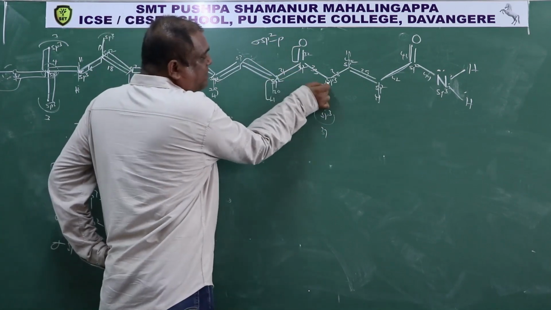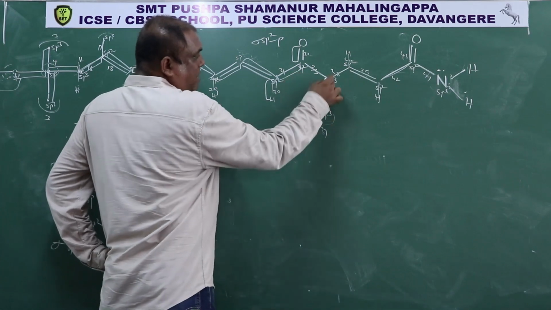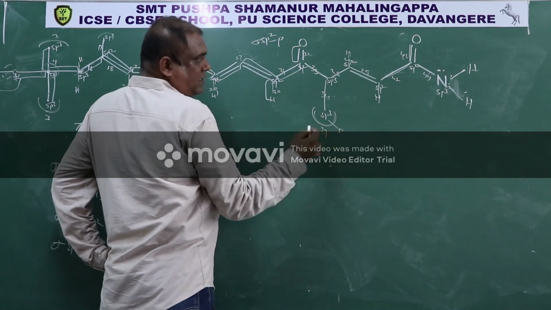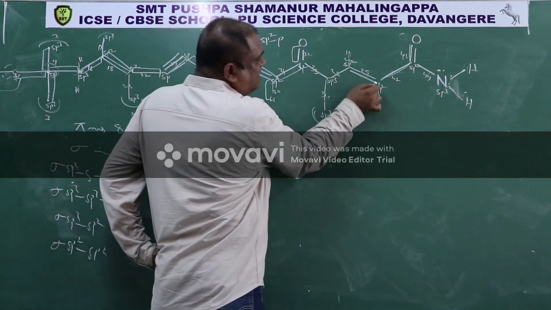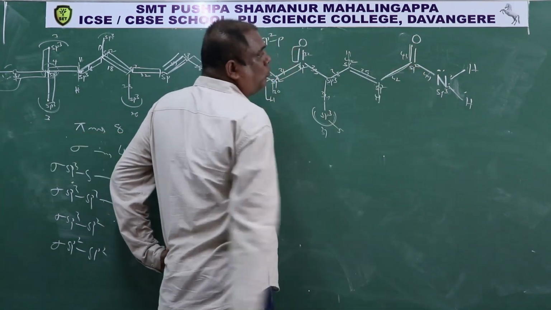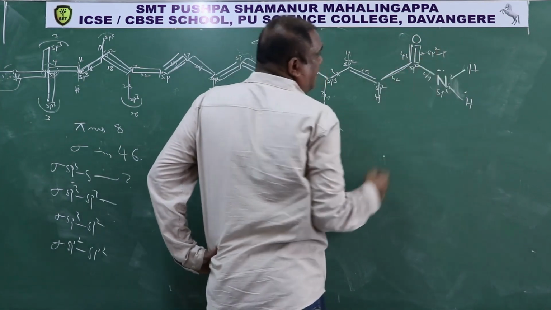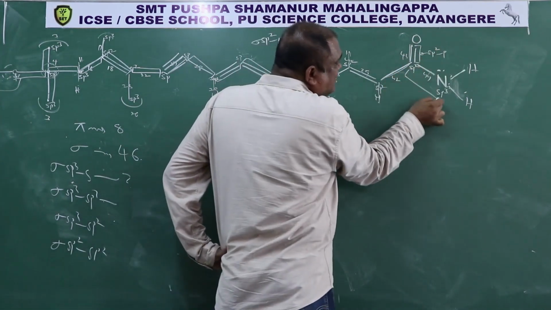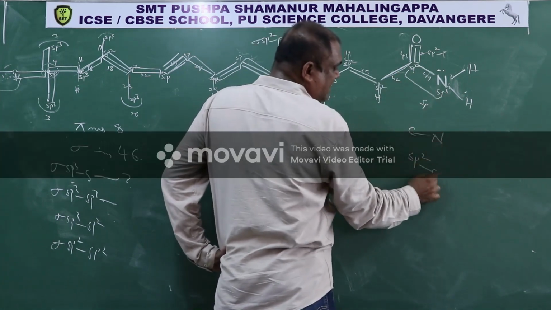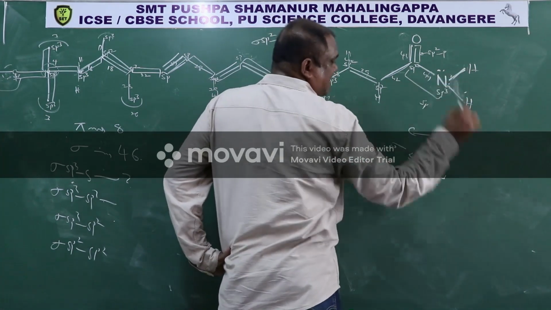This is sp2-sp3. Sigma sp3-sp3, here again 3 are there, sp3-s. So here sp2-sp2, sp2-sp2. Here this is sigma sp2-p. This carbon-nitrogen bond is what? sp2-sp3 overlapping sigma. Then this is sp3-s, sp3-s.